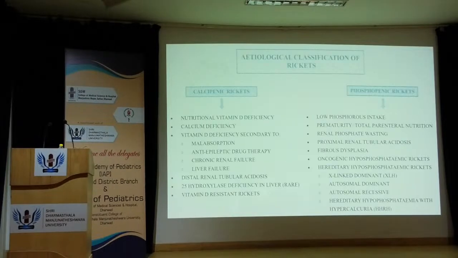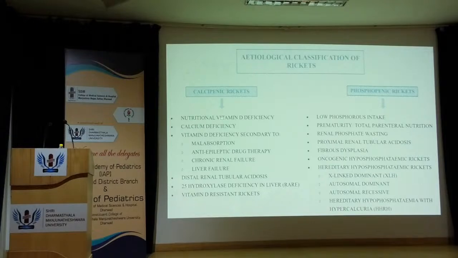So then what causes rickets? We have two classifications. This is a textbook classification, any textbook will give you this. On one side we have calciopenic rickets, on the other hand phosphopenic rickets. What is calciopenic rickets? When we measure calcium, calcium is low or sometimes normal also. When we measure phosphorus, phosphorus is low, this is phosphopenic rickets. And this is more common.